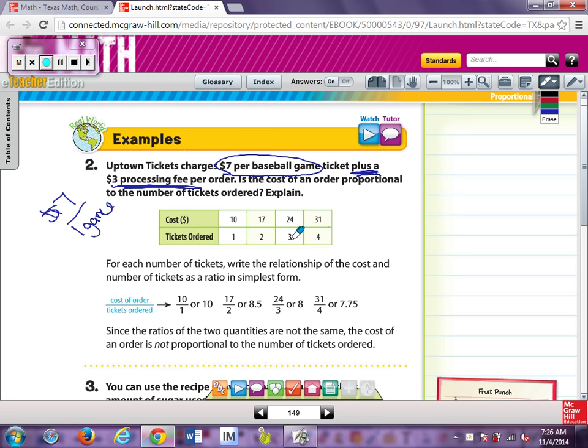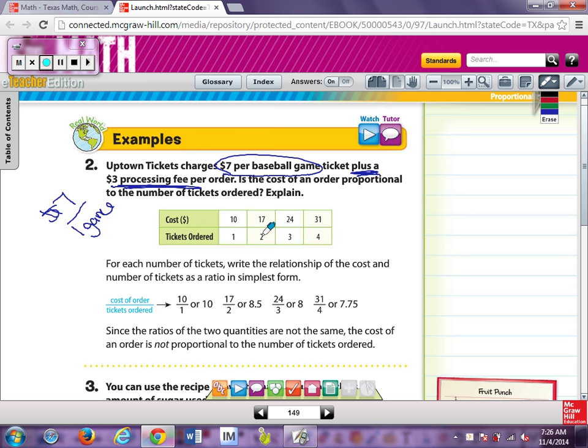3 times 7 plus 3, 4 times 7 plus 3 gives me these amounts, but I have to keep doing this extra step. I still can't tell because the process is the same. I keep multiplying this number times 7, but then I keep adding that 3. So let me go ahead and look at the ratios now.